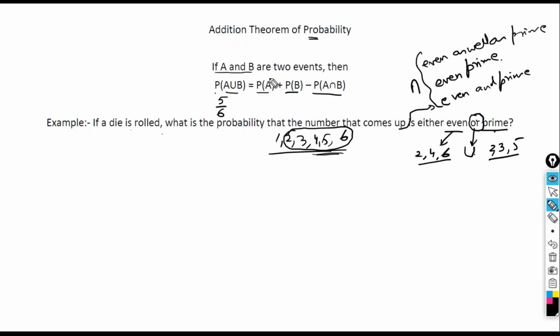If I consider P(A) to be even and P(B) to be prime, the probability that the number is even is 1 by 2. The probability that the number is prime is again 1 by 2, minus the probability that the number is even and prime. There is only one number which is even as well as prime, so that is 1 by 6. If you solve it, you can see that the left hand side equals the right hand side.